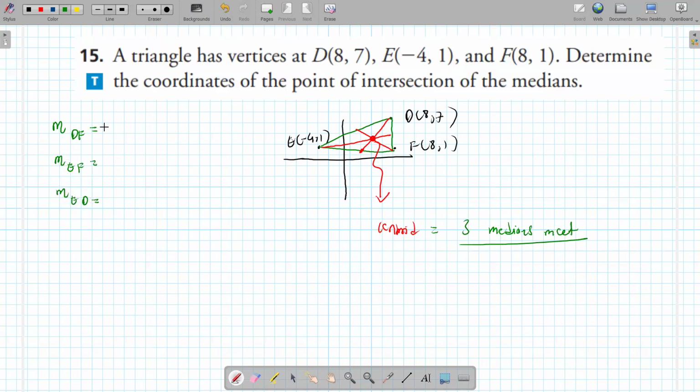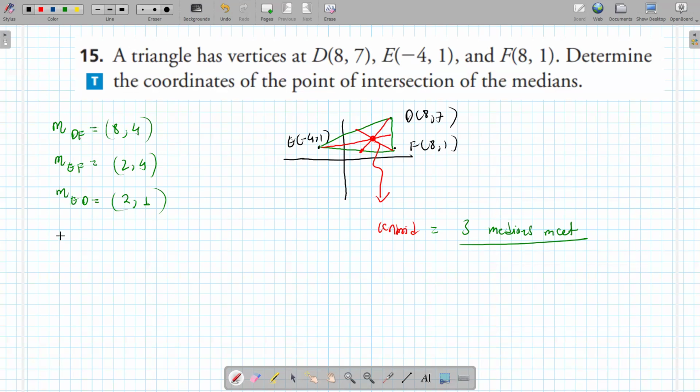So it's 8 plus 8 over 2, that's still 8. 7 plus 1 over 2, that's a 4. Between EF, it's going to be 2 comma 4. Between ED, it's also going to be 2 comma 1. Yeah? So we have the three midpoints. What else do we need to find the median? Well, we need the equation of the lines.